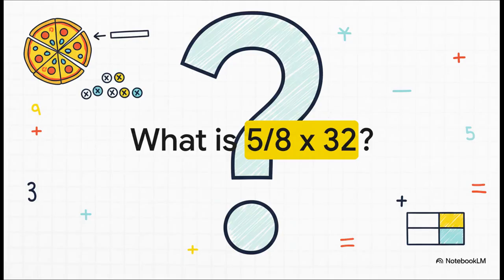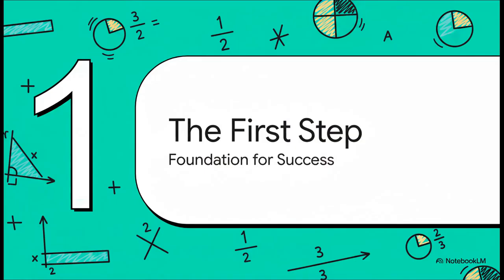Okay, let's just throw a problem on the board. What is 5/8 times 32? Yeah, I know it looks a little messy, but trust me, stick with me for a couple of minutes and you'll see how to solve this, maybe even without a calculator. So, what's the first move?